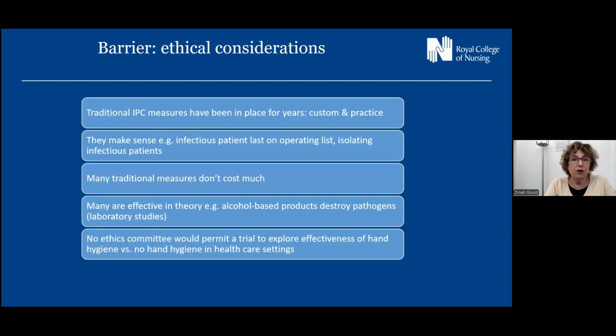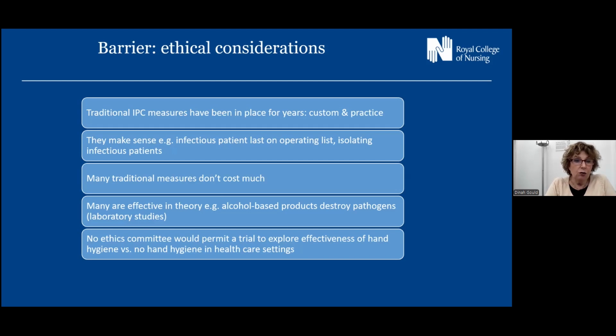Then for infection prevention, there are a lot of ethical considerations. Traditional infection prevention measures have been in place for years and years. They make sense. I mean, put infectious people last on the operating list. We isolate people who've got infections, and we have done since biblical times. So we'd be brave to put somebody with an infection in the middle of a ward. But whether or not isolation really works, well, a lot's going to depend on what kind of infection it is anyway. But we certainly have never done any trials. It would be very difficult to do such a trial.